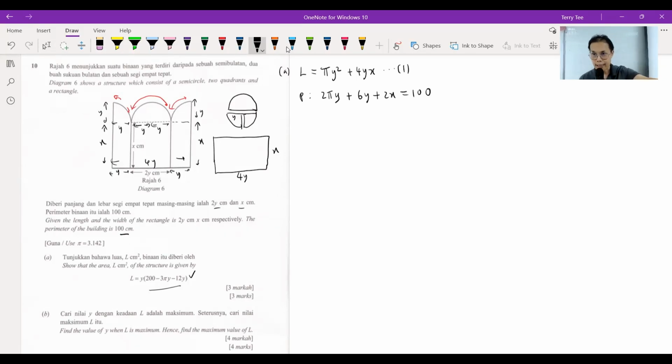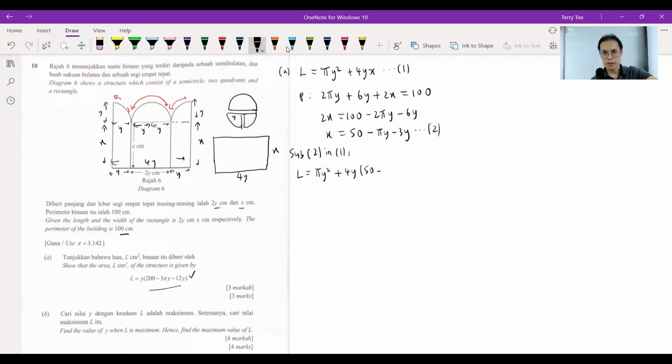Now here I need to make x the subject because I want my answer in terms of y. I must give you x. We bring everything to the right-hand side. 2x equals 100 minus 2 pi y minus 6y. Divide by 2, this is 50 minus pi y minus 3y. Equation number 2, sub equation 2 inside equation 1. Your L is pi y squared plus 4y, your x is 50 minus pi y minus 3y.